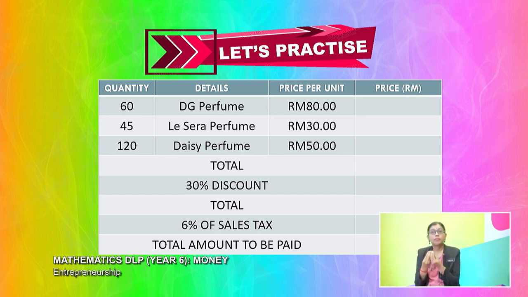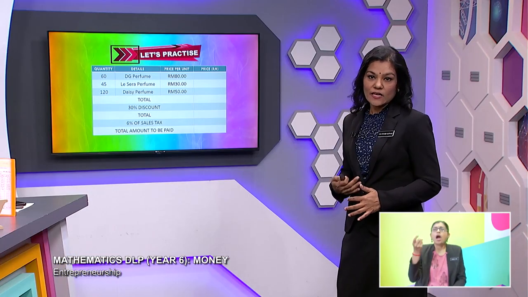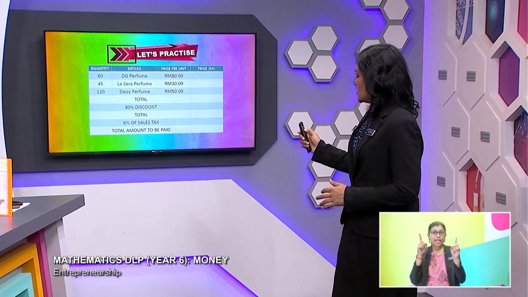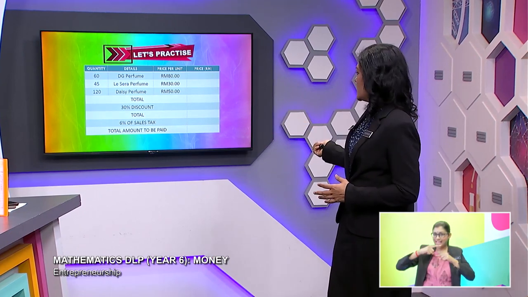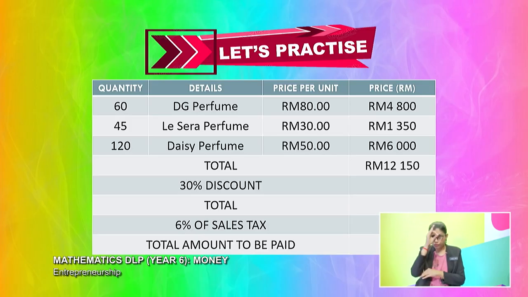But we notice here they give you 30% discount. At the same time, you have to pay 6% of sales tax. Remember what we learned about discount and sales tax, kids? How to find it? So this is how you are going to pay your bills in your daily life. So first thing, we have to find the total for each of that. 60 times 80, 45 times 30, 120 times 50. You get the total.